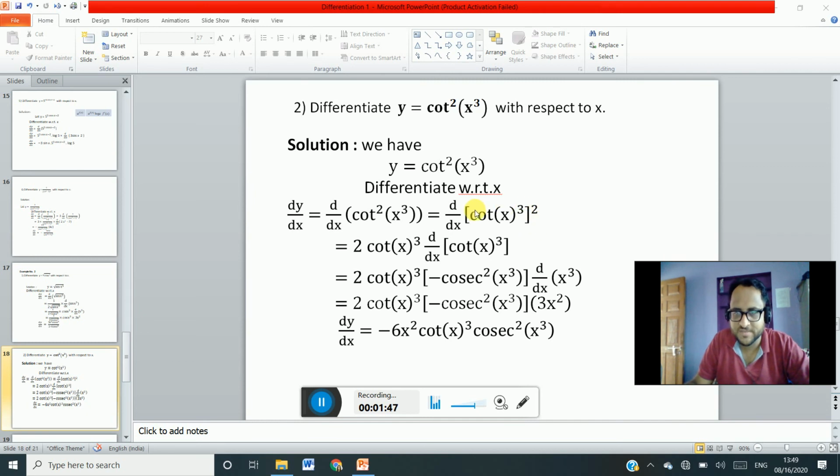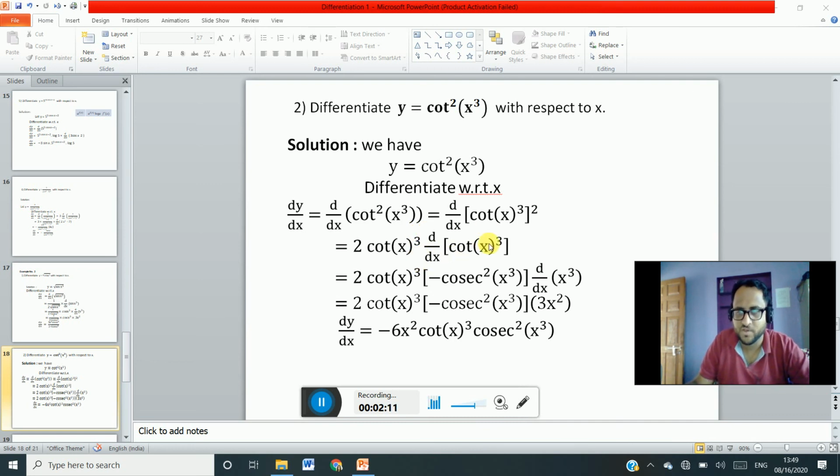So again this is considered as a function to the power n. We have to use the formula for function to the power n. The derivative of that is n into function to the power n minus 1, right? Here n is 2. So 2 into function cot x cube to the power 2 minus 1, means 1, so that should not be written here.